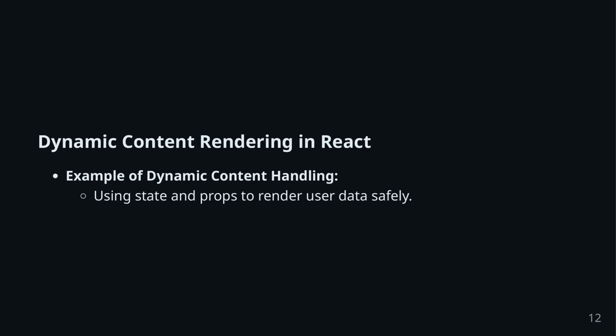Dynamic content handling in React involves using state and props to render user data safely. By leveraging React's built-in mechanisms, such as state and props, we can manage and display dynamic data without compromising security. This approach minimizes the risk of injection attacks, as React automatically handles many of the safety concerns for us. React's virtual DOM efficiently updates the components, ensuring that any data rendered dynamically conforms to the application's defined state and properties. This method provides a more secure and manageable way to handle dynamic content within your application.